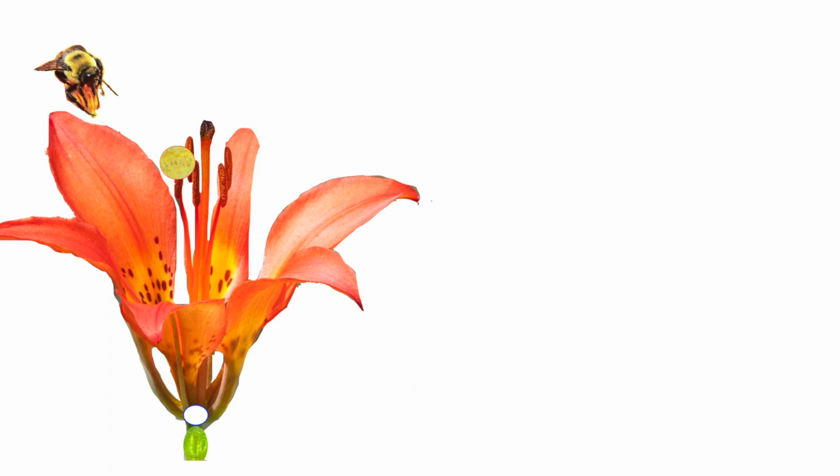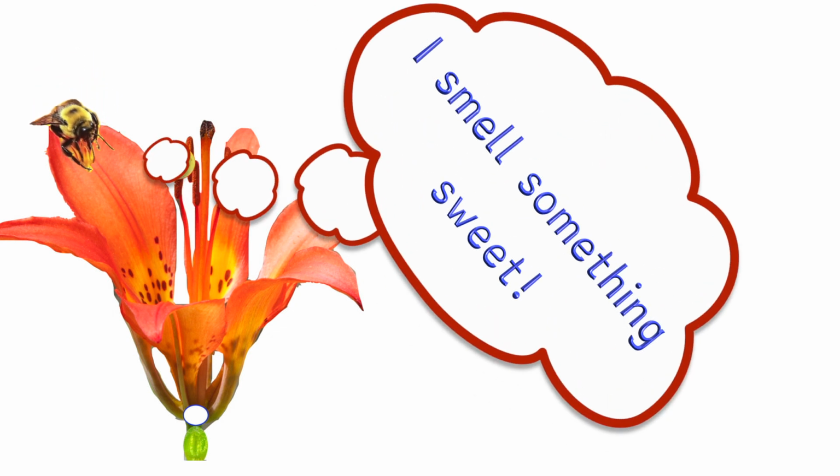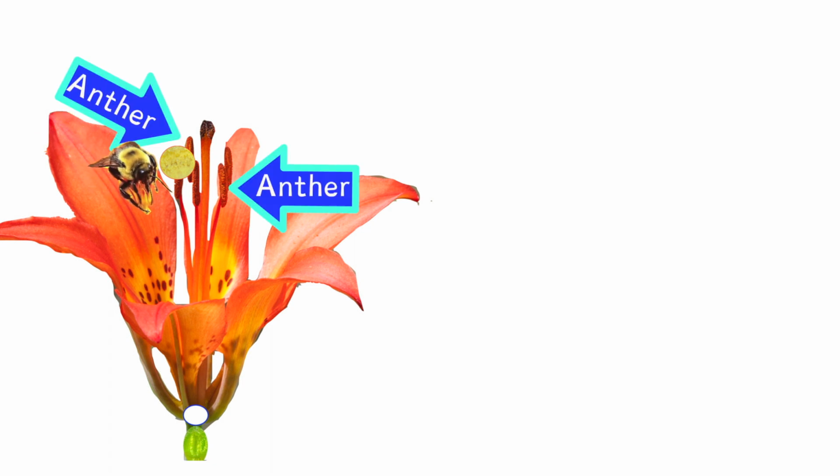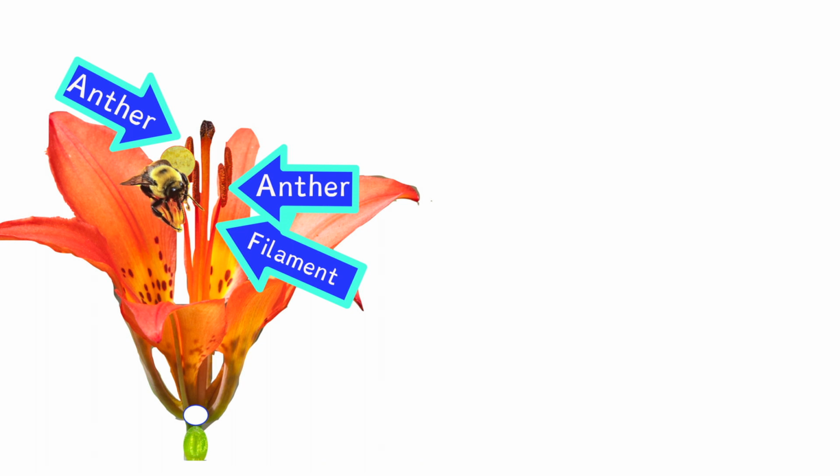As the bee got closer, it started to smell something sweet. So the bee decided to get closer and closer. And as the bee got closer and closer, it started going down and it rubbed up against the anther, which was held high by the filament. On the anther was pollen, and the bee got pollen on its body.